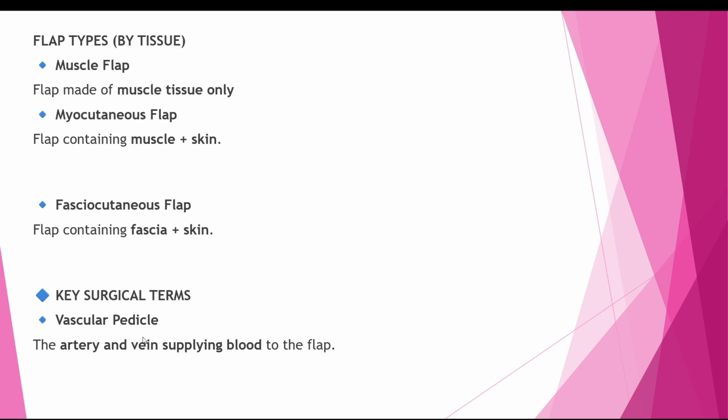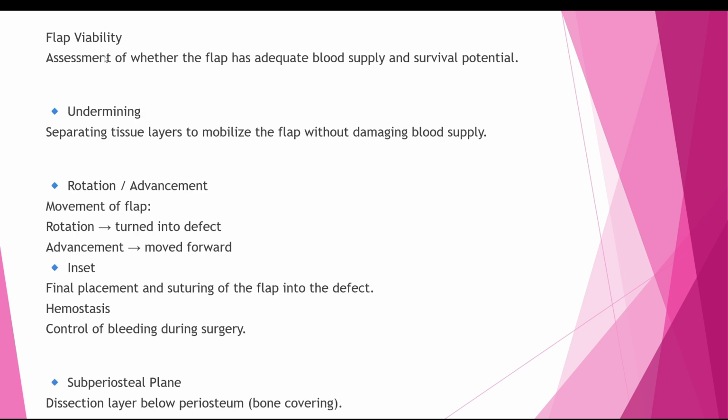So what happens in vascular pedicle? The artery and the vein supplying the blood to the flap. So that is the vascular pedicle. So artery and vein combined together, supplying a blood to the flap. Next, we have the flap viability. So here the physician will do assessment whether the flap has the adequate blood supply or not. So, and a survival potential he will check. That is the flap viability.